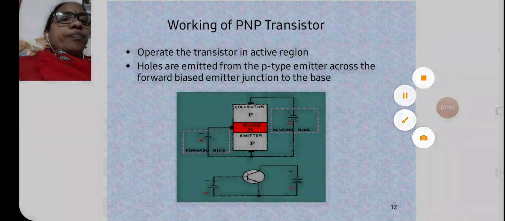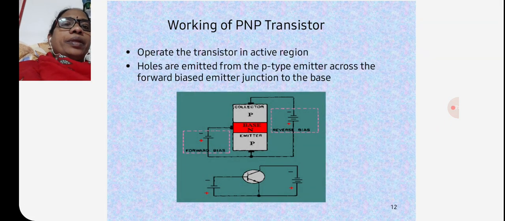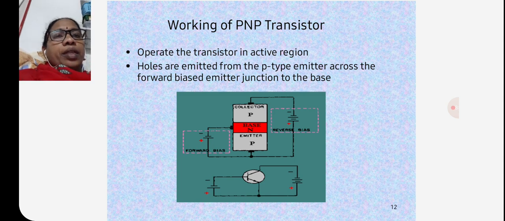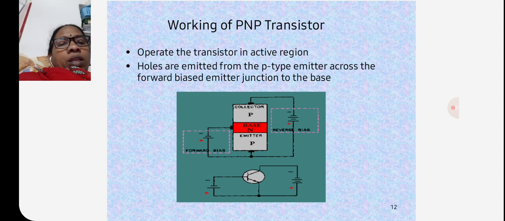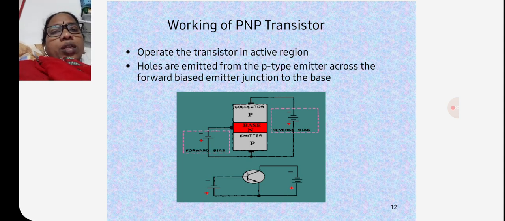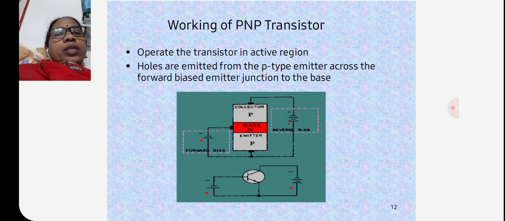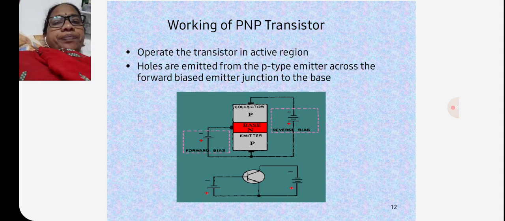In the working of a PNP transistor, the transistor operates in the active region. Holes are emitted from the P-type emitter across the forward biased emitter junction to the base. When electrons move from one place to another, they create a hole, meaning a vacated electron position.